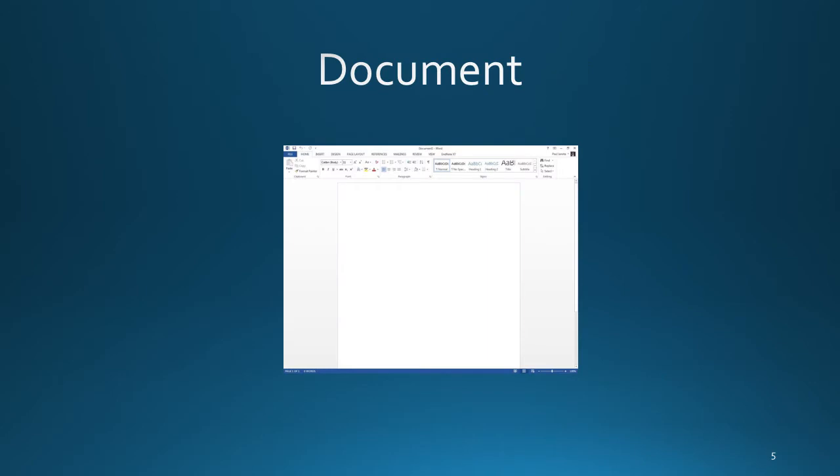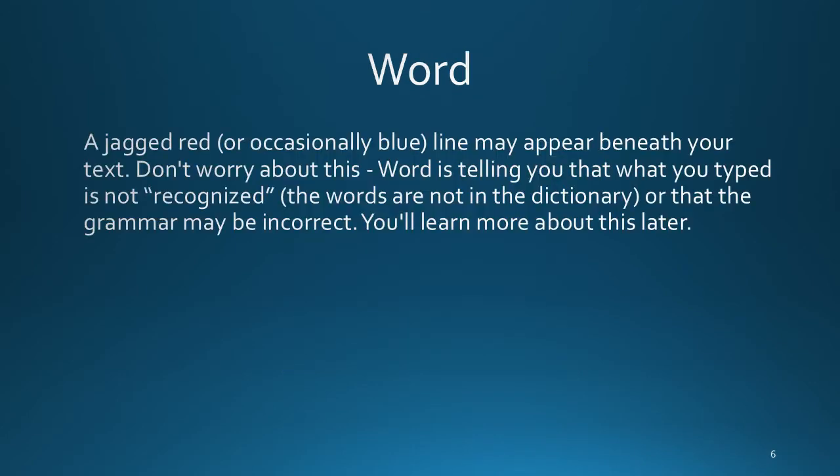A jagged red or occasionally blue line may appear beneath your text. Don't worry about this. Word is telling you that what you typed is not recognized, the words are not in the dictionary, or that the grammar may be incorrect. You'll learn more about this later.